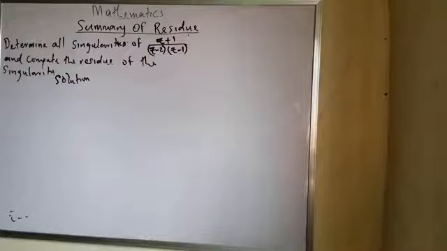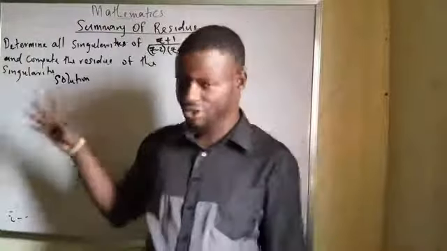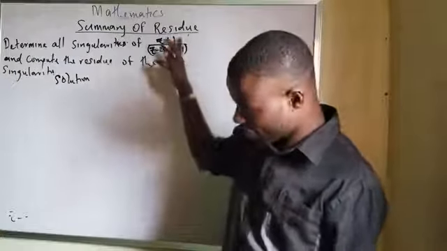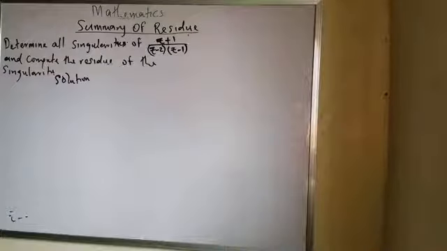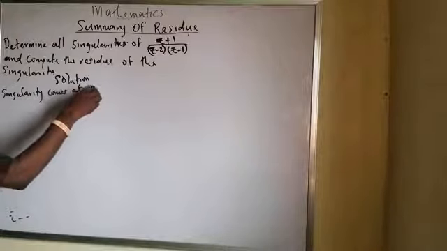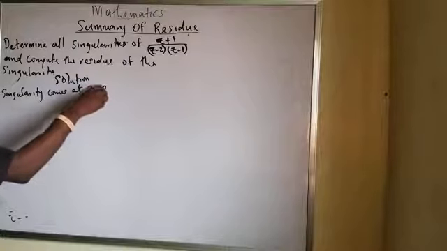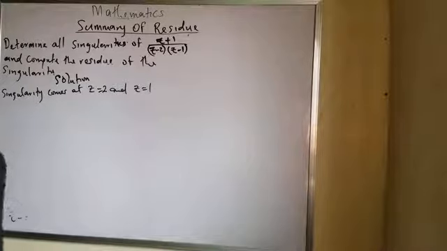The first thing I want you to know is that this time around, we are not talking about an exponential function. Rather, we are talking about a normal function, f of z. Now, there's no picture of it. It means singularity comes at z equals 2 and z equals 1. Now that is my singularity.